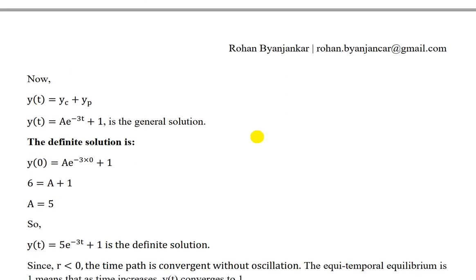Now yt equals yc plus yp, so yt equals a e to the minus 3t plus 1 is the general solution. For the definite solution, we replace the value of y0 equals 6 in our general solution, so we get the value of a equals 5. So our definite solution is yt equals 5 e to the minus 3t plus 1, and we must analyze our time path.